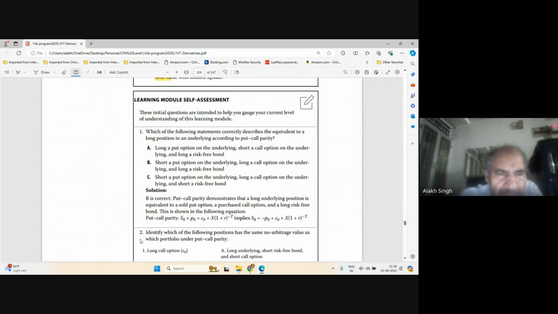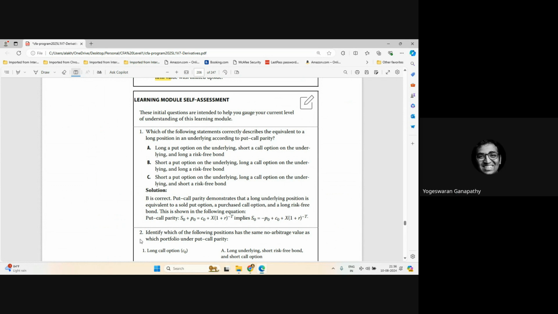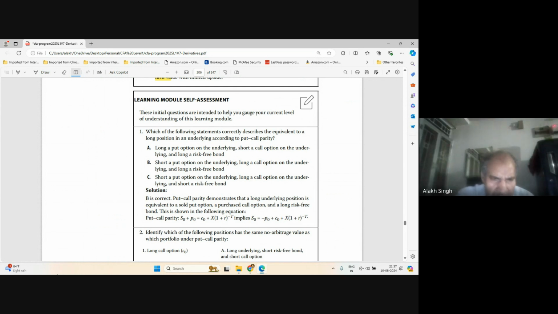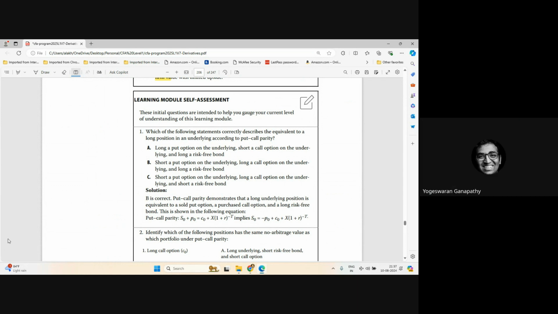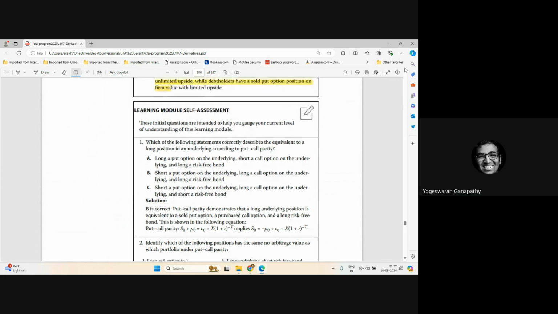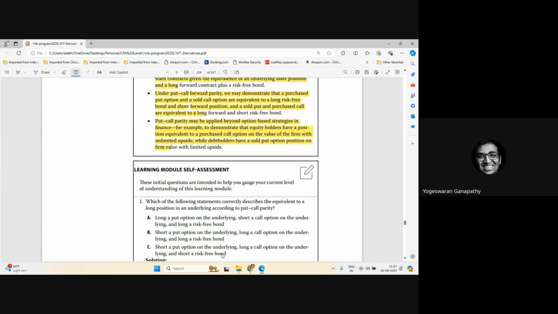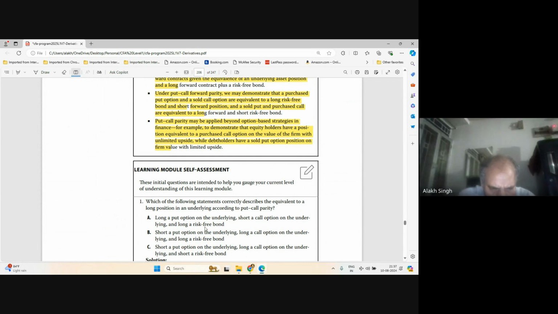Question number 1. Which of the following statements correctly describe the equivalent to a long position in an underlying according to put-call parity? So again, I write the question, the equation. Then you can easily answer. Shorting the put option on the underlying, long call option on the underlying, and long risk-free bond. Okay, very good. So it describes the equivalent to a long position in the underlying, S0. So it is asking for S0.